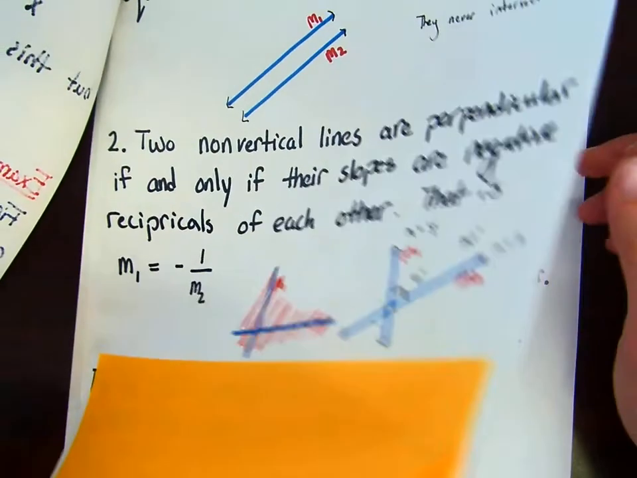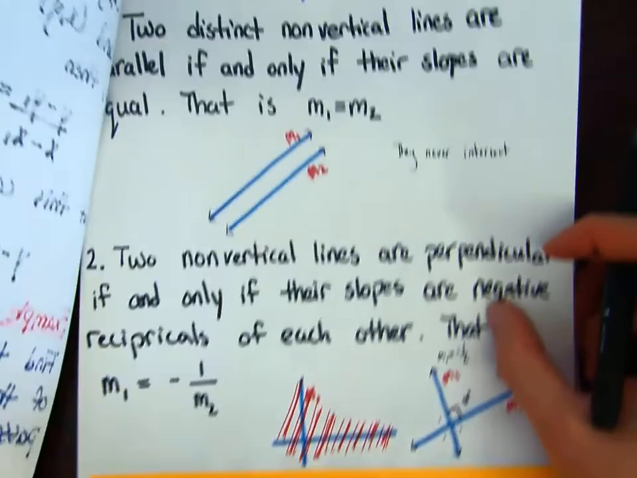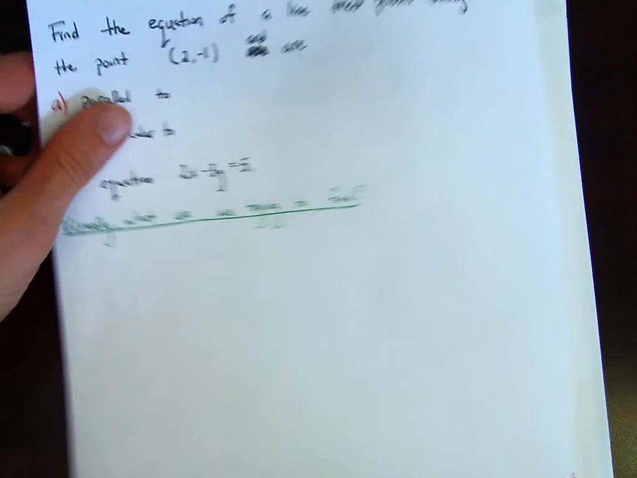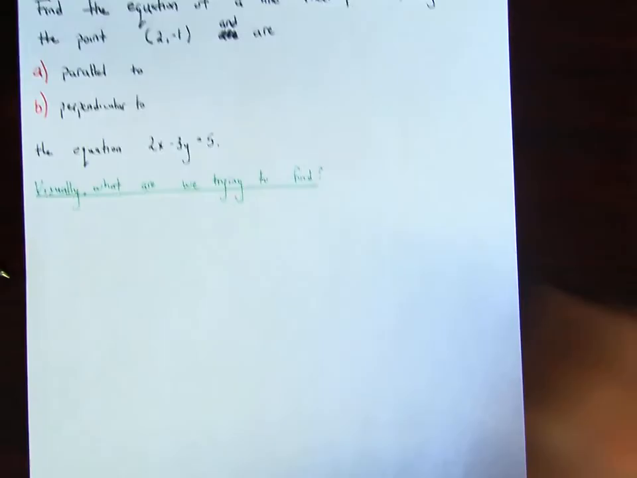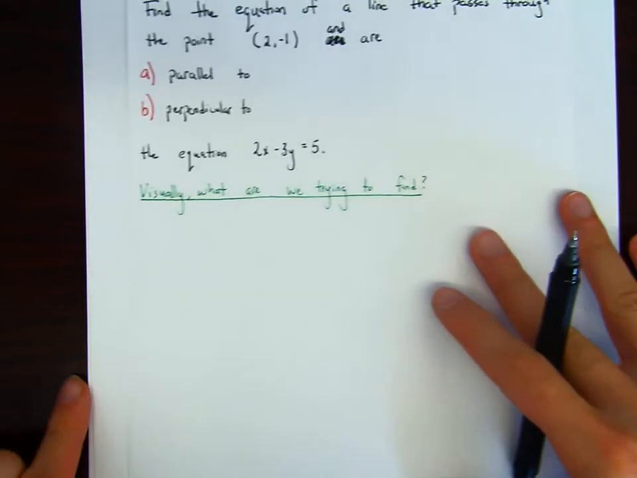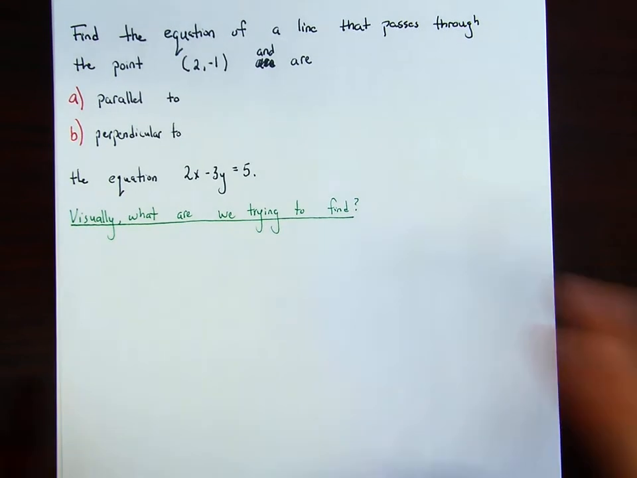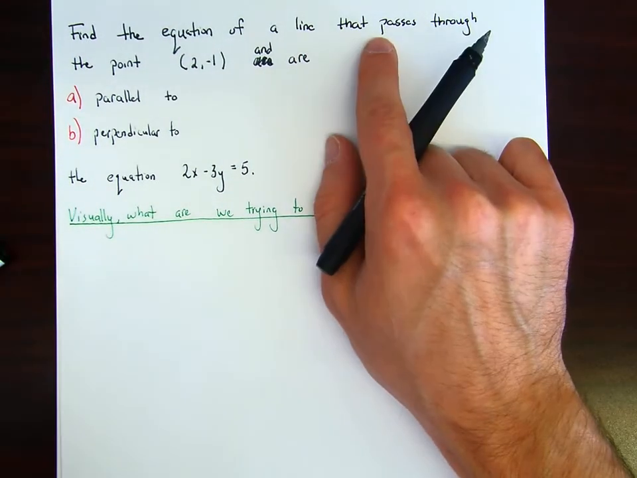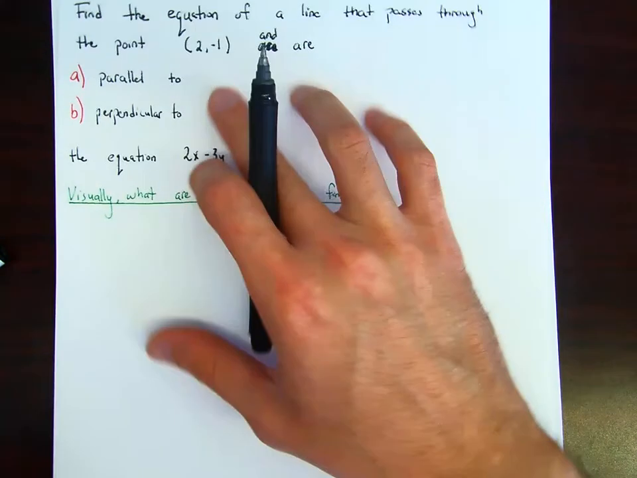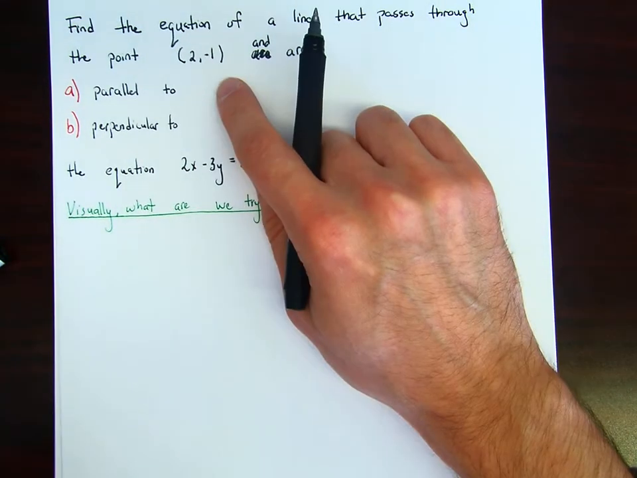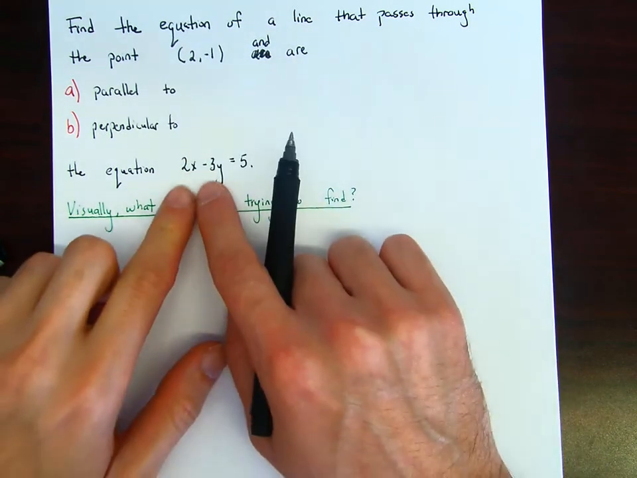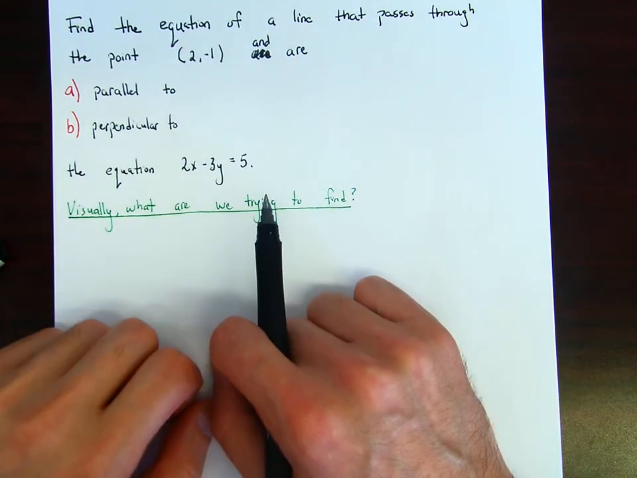So here, hopefully you have this in your notes. Let's take a look at this example over here. And this is the final example for this lesson. It says, find the equation of a line that passes through the point (2, -1) and is parallel to and perpendicular to the line 2x minus 3y equals 5.